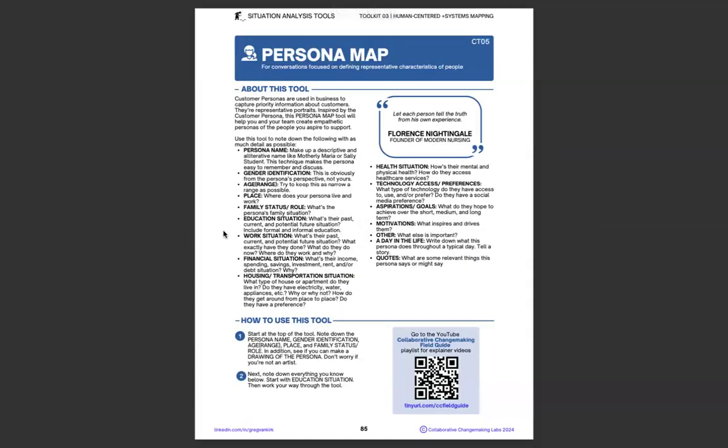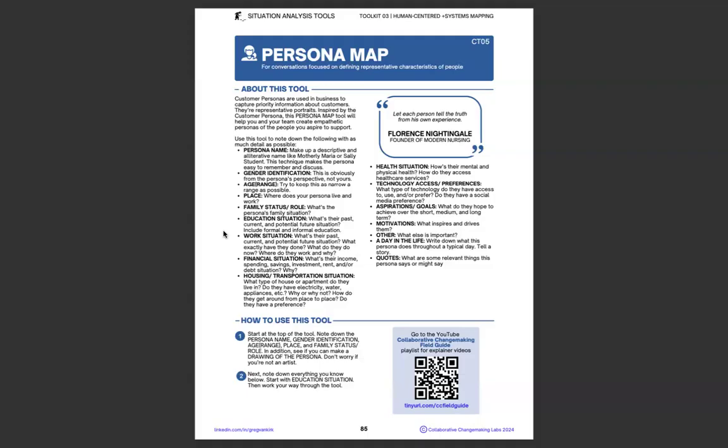About this tool. Customer personas are used in business to capture priority information about customers. They're representative portraits. It's not about just one person, right? It's a representative portrait of potential clients or customers or beneficiaries or whomever it might be. Inspired by the customer persona, this persona map tool will help you and your team create empathetic personas of the people you aspire to support. Use this tool to note down the following with as much detail as possible. Again, specificity. Persona name. Make up a descriptive and alliterative name like Motherly Mary or Sally Student. This technique makes the persona easy to remember and discuss.